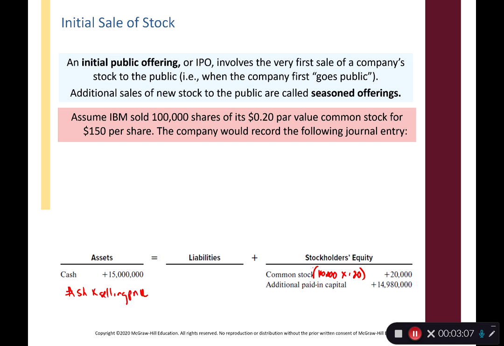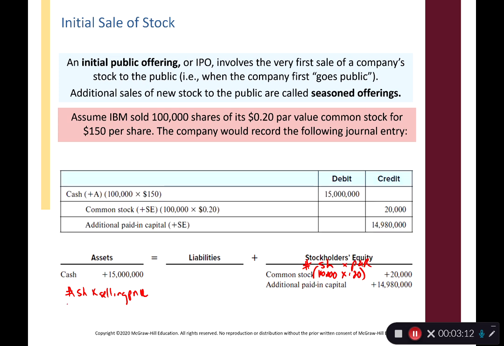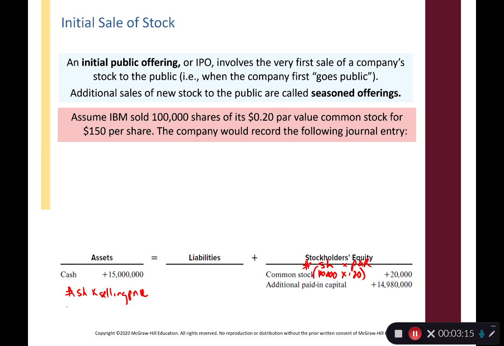Let me put the equation here for you for common stock. Number of shares times par. So the number of shares is going to be 100,000, and we sold it for 150 a share. So that's where the 15 million comes from, and the difference between the 15 million and the 20,000 that went into common stock is 14,980,000. So you can see why this par value really doesn't have a whole lot of meaning, because it's such a small amount compared to the total selling price of the stock.